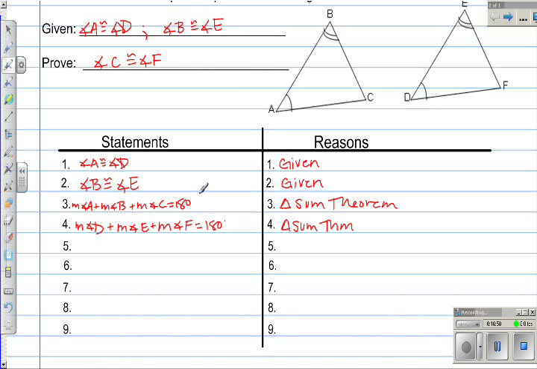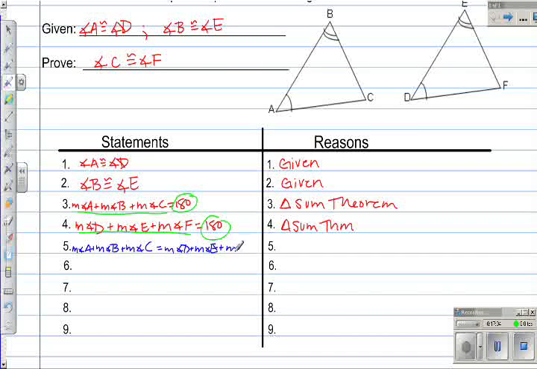Now, I also can see that if both angles add up to 180 degrees, then they have to equal each other. So if A plus B plus C equals 180, and 180 equals D plus E plus F, then by transitive property, you know that those two are equal to each other. Since this is equals, you could use transitive property of equality or substitution. So we could say measure of angle A plus measure of angle B plus measure of angle C equals measure of angle D plus measure of angle E plus measure of angle F.